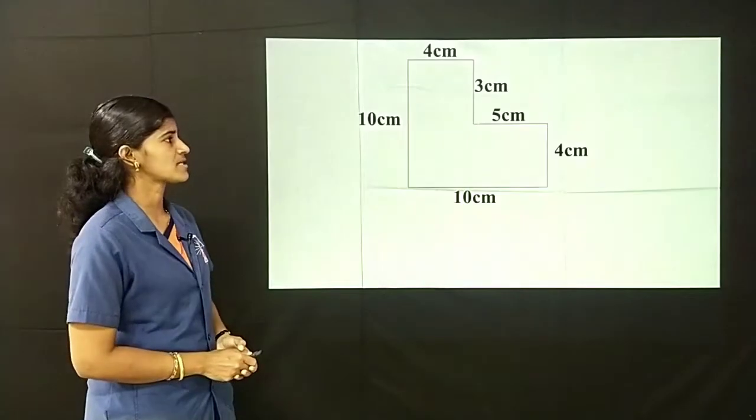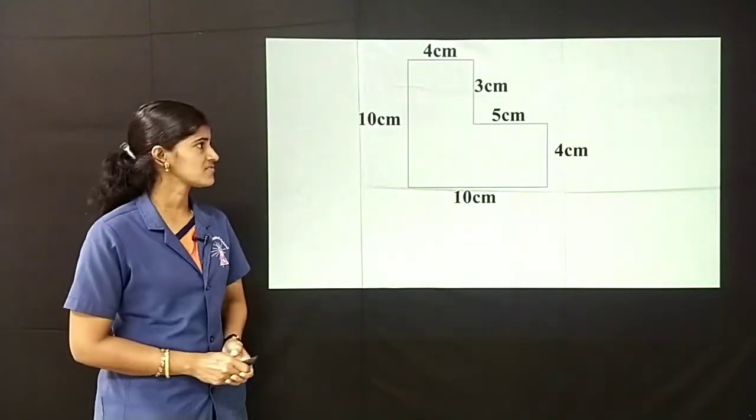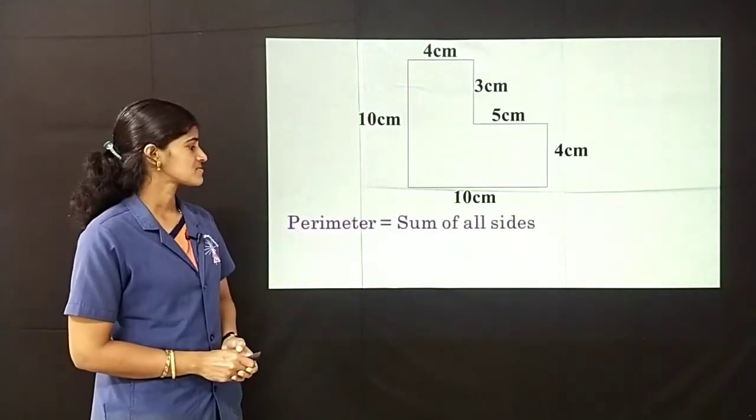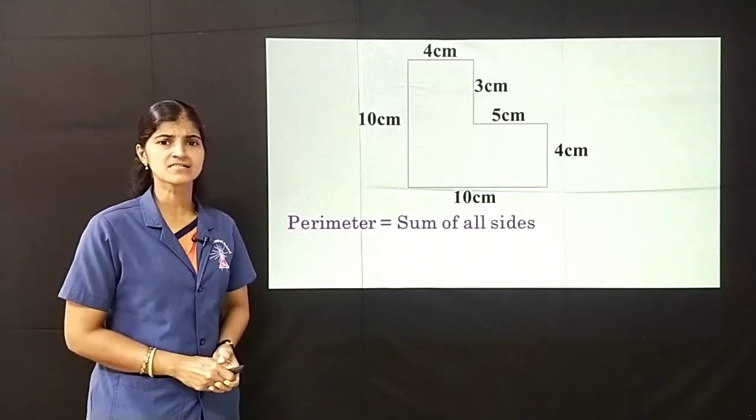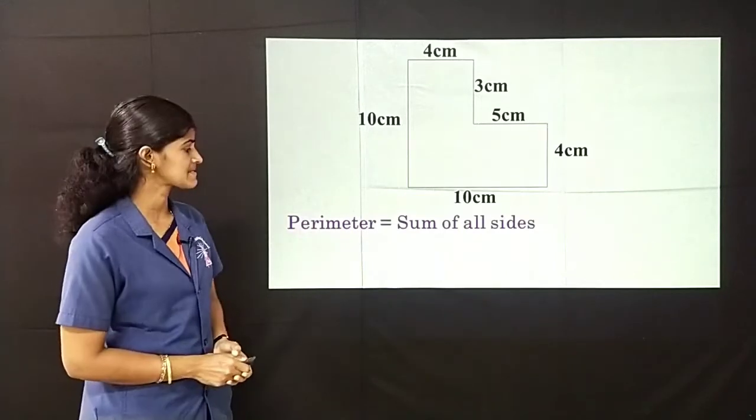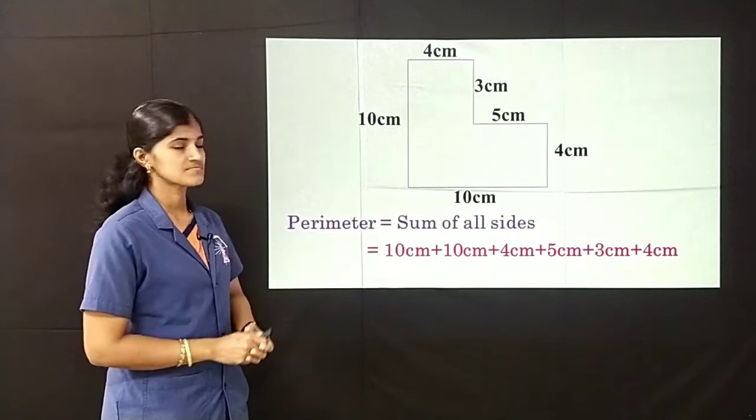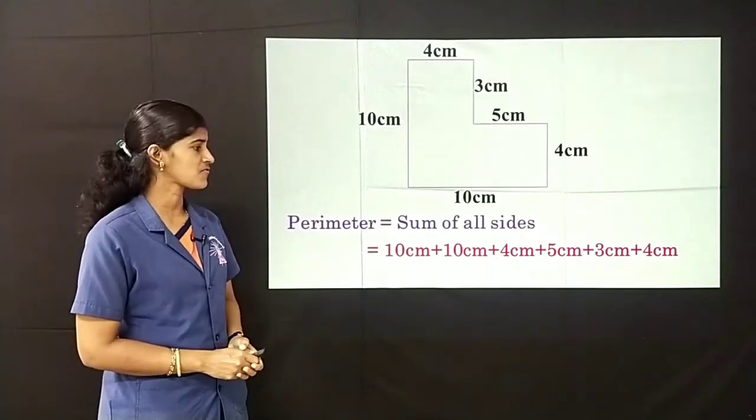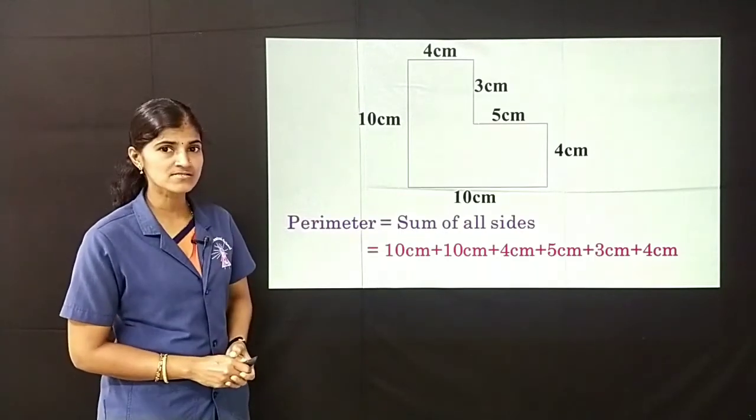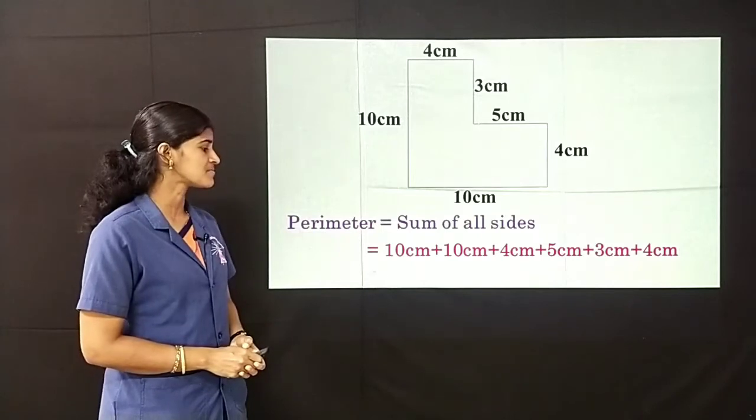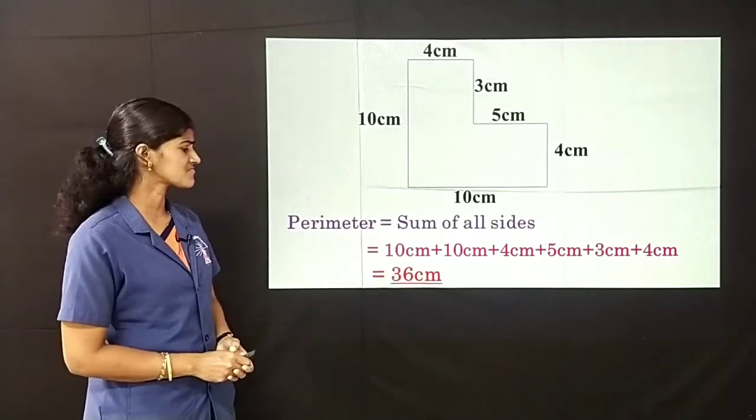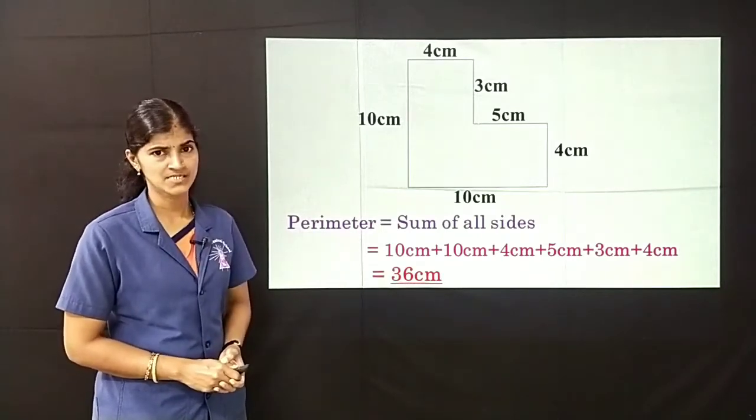Okay. Next one, so one more figure with a different length. So simple, perimeter is equal to sum of all the sides. We have all the numbers written here, and we are going to add all these numbers. The answer will be, yes, 36 centimeter.